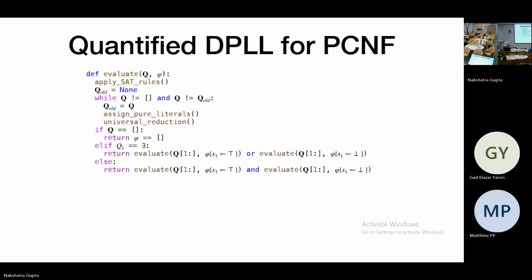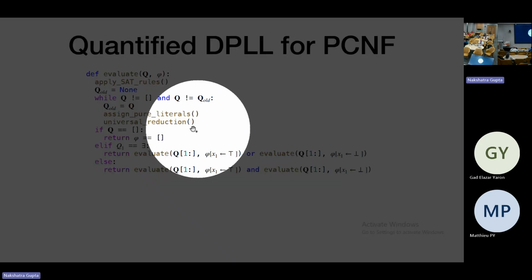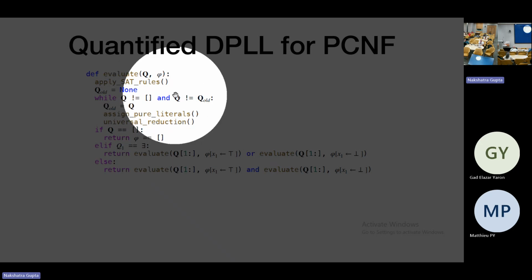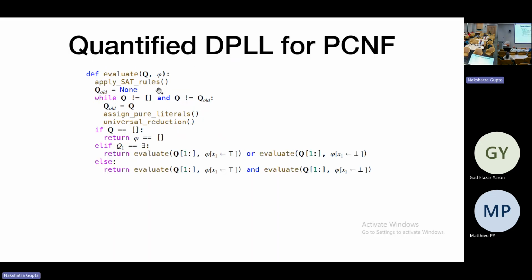Okay. So we can also add applications of universal reduction to our simplification rules for quantified DPLL, right? So yeah, we add that in our loop, and we can get synergetic effects from applying both the pure literal rule and universal reduction.